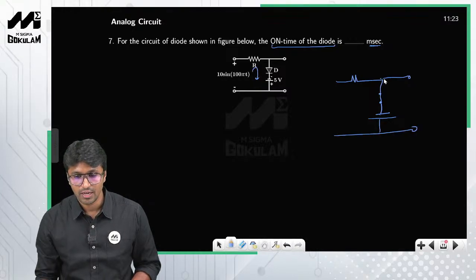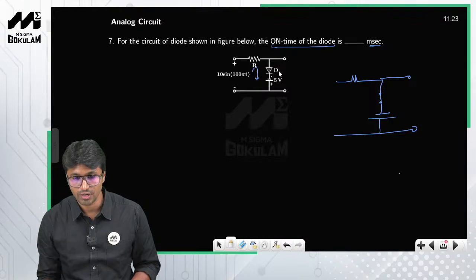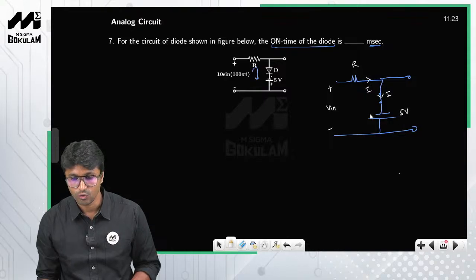Now listen, when we assume the diode is forward bias, obviously the current flows from P to N, right? So therefore this is a current, right? So if this is a current through this particular branch, the same current flows through this branch as well. So this is your applied input, this is your resistance, and this is nothing but 5-volt battery, right? So this is minus and this is plus, right?